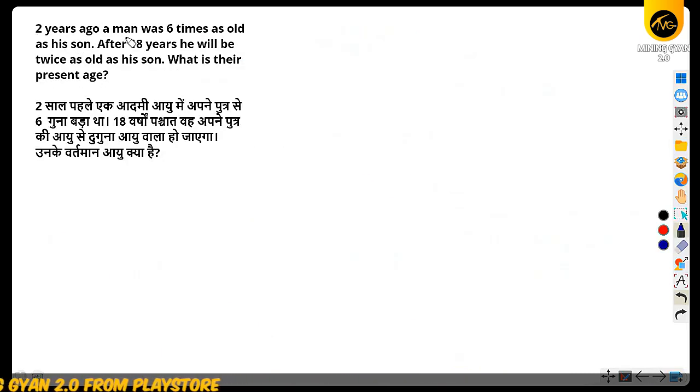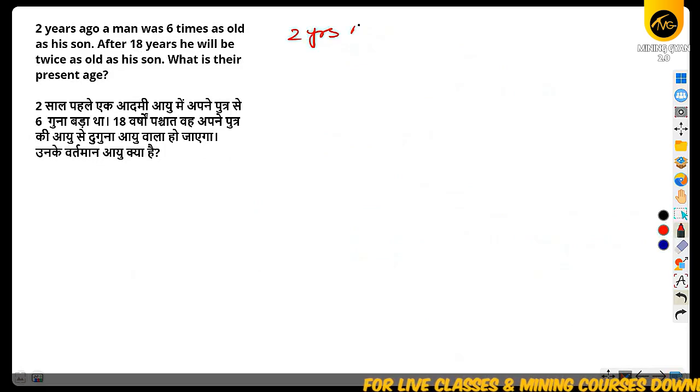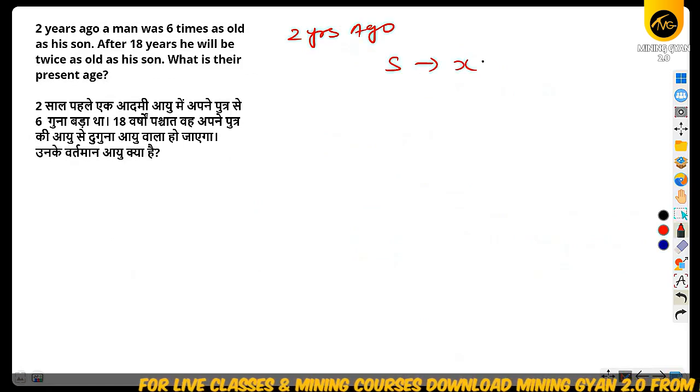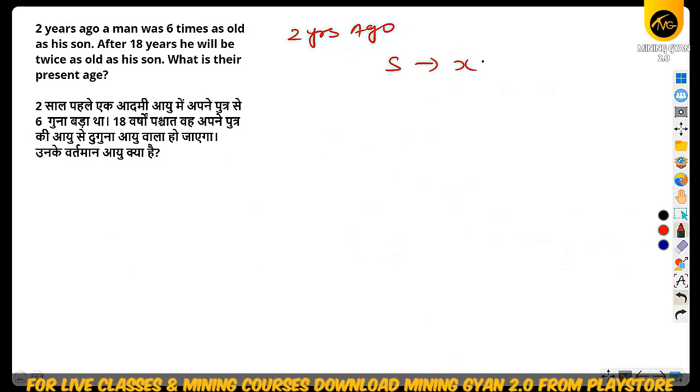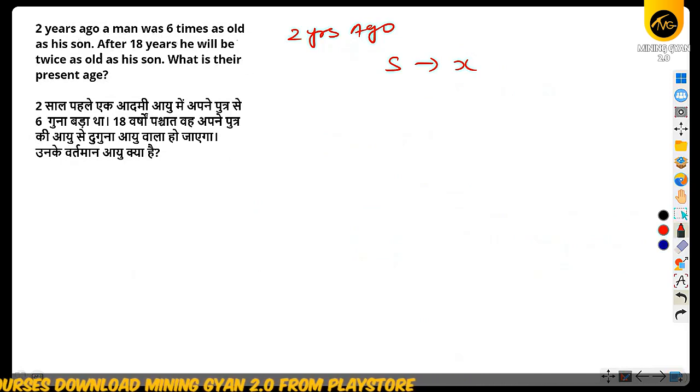2 years ago, a man was 6 times as old as his son. Okay, 2 years ago. Suppose the age of the son is x, then the man was 6 times as old as his son.